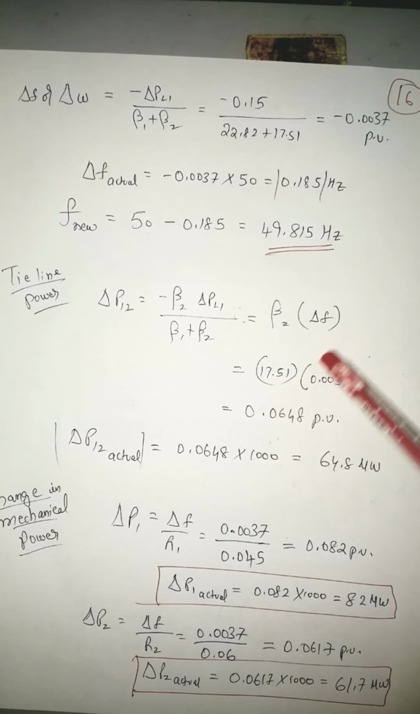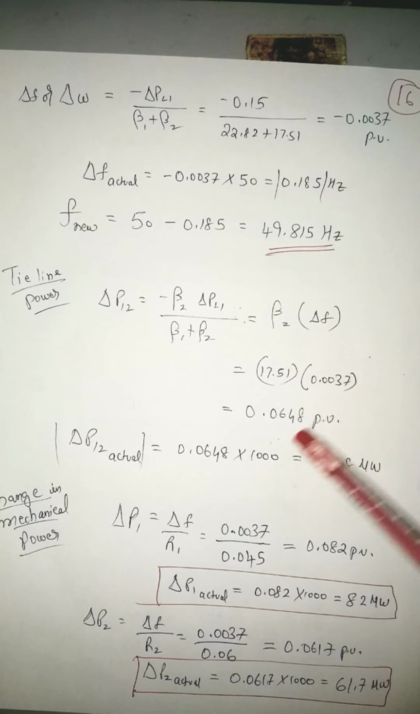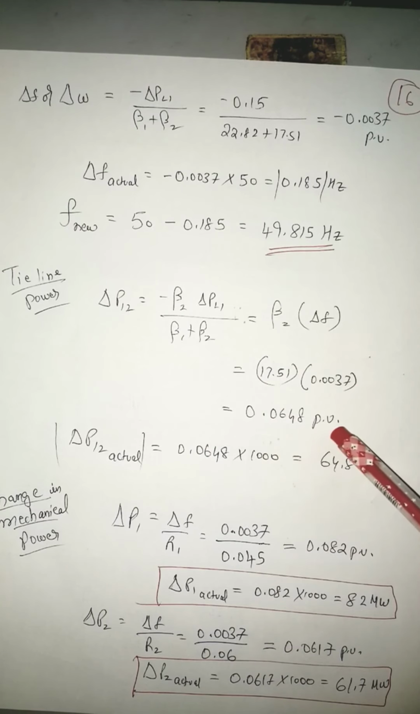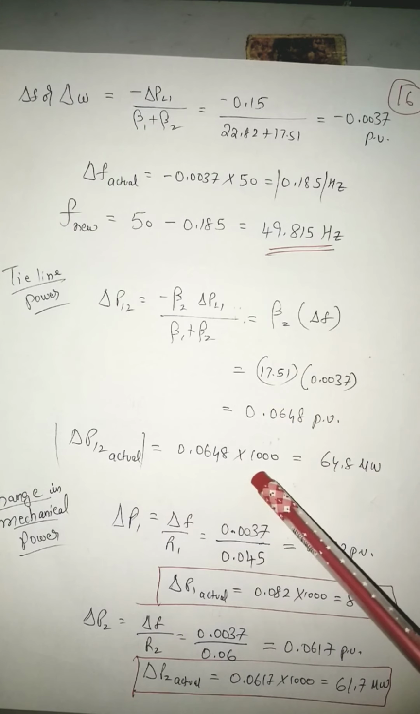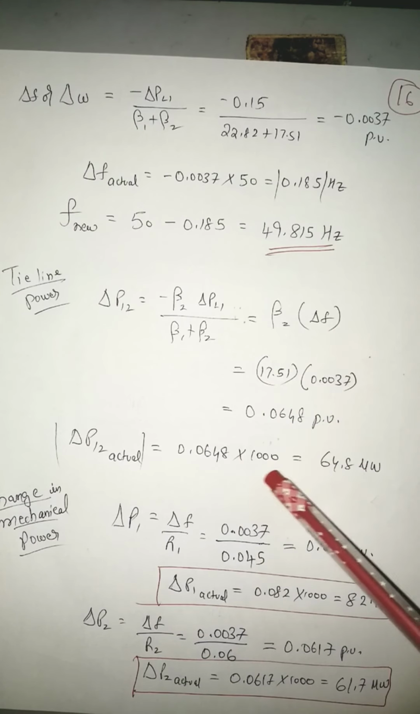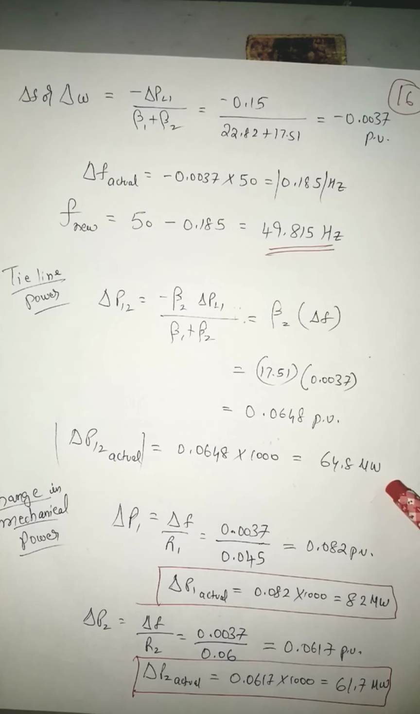Beta 2 is 17.51, it is in per unit. Delta F also I'll take it in per unit. I'll be getting 0.0648 per unit. If I need the actual quantity, I have to multiply it with base value, which is 1000 MVA is the base value. You'll be getting 64.8 megawatt.